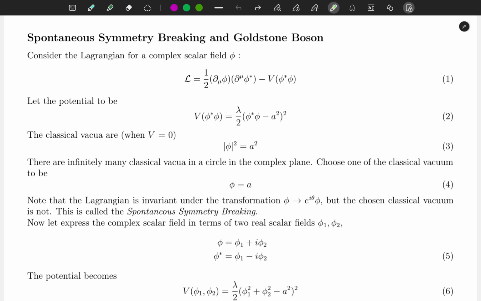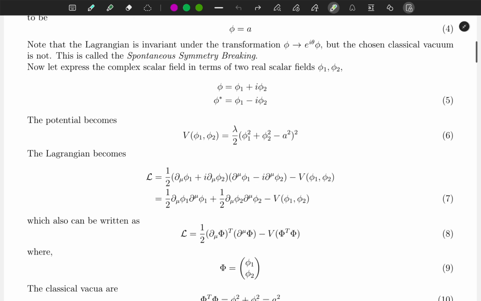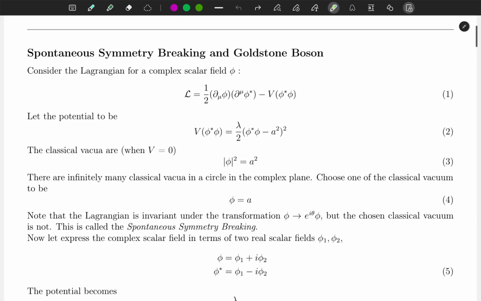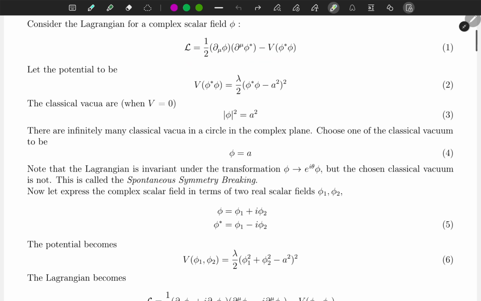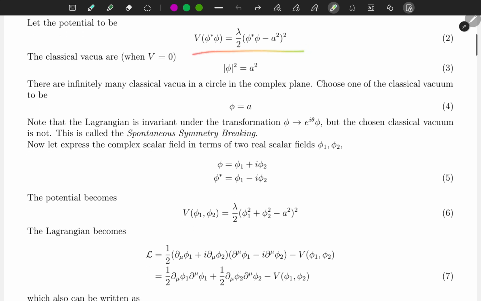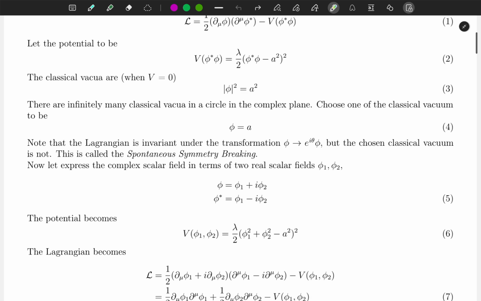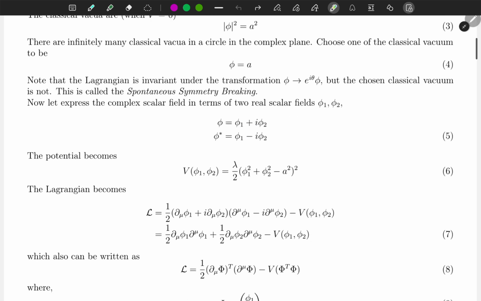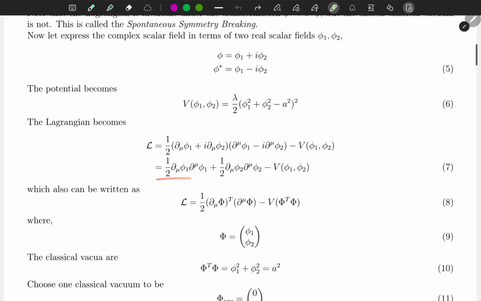So how do we determine that? As you can see, this is the Lagrangian. Phi is a complex scalar field, so we decompose it into two real fields, phi 1 and phi 2, like this. The potential can then be written very simply in terms of phi 1 and phi 2, and the Lagrangian also can be written in terms of phi 1 and phi 2. Just substitute these values, and ultimately you will get this expression.